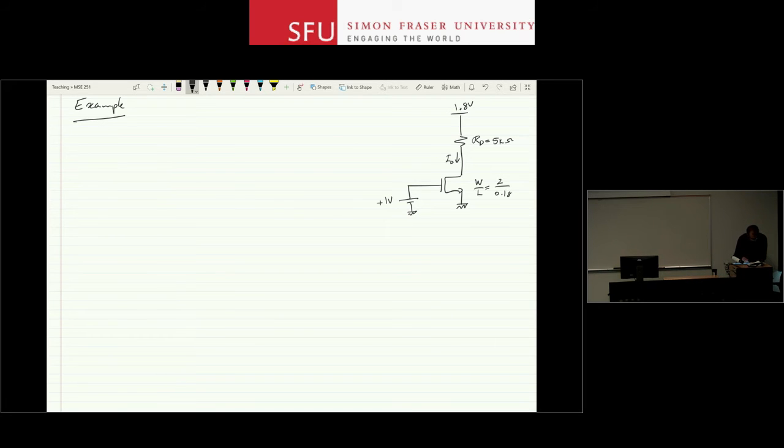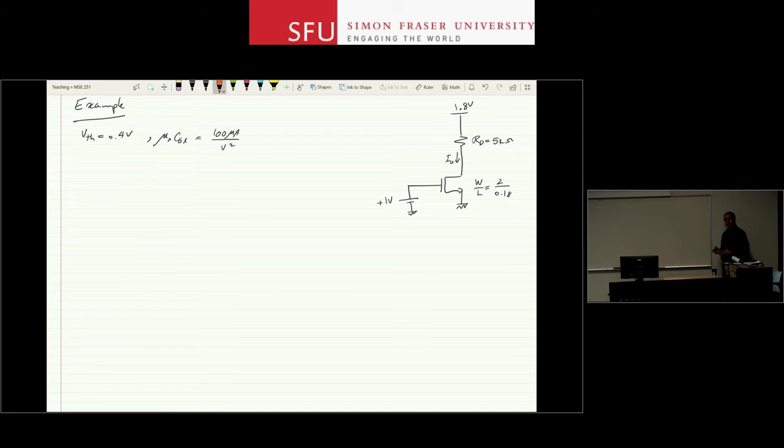Device parameters are the threshold voltage is 0.4 volts and mu NC oxide is 100 micrograms per volt squared, right? And you have the W to L ratio of the device. Solve the circuit.